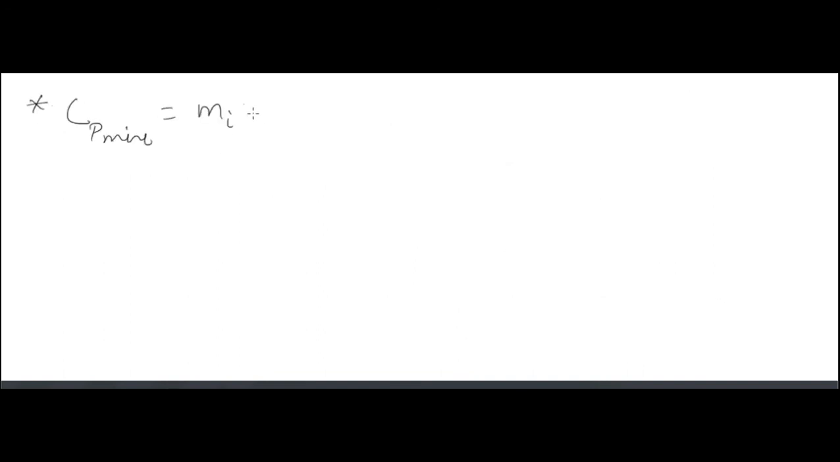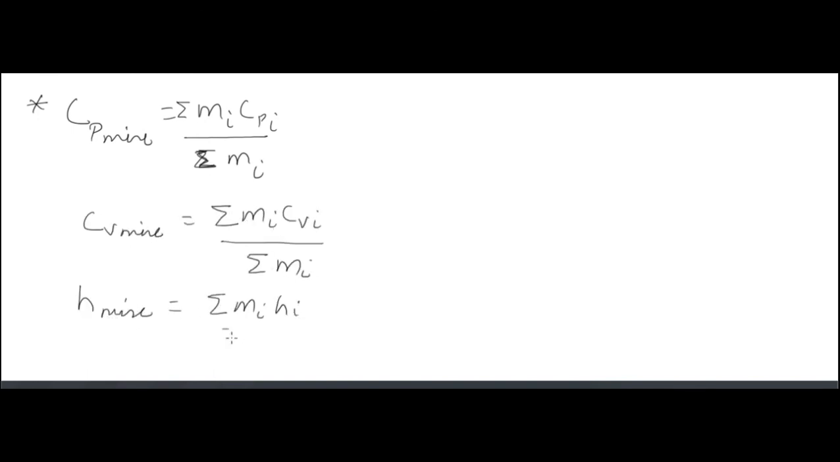Now this is additional information. If you are asked to find the specific heat of a mixture, and the constituents and their masses are given, then you can compute the specific heat of the mixture. That specific heat at constant pressure is equal to summation of mi into Cpi by summation mi. Same with the Cv, same with H, and same with U.